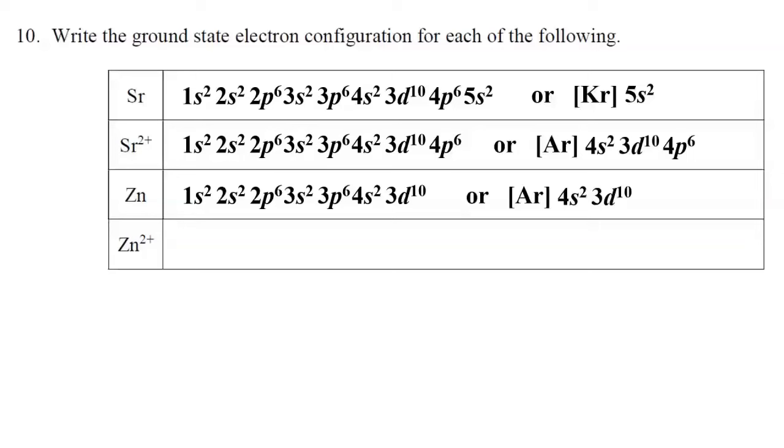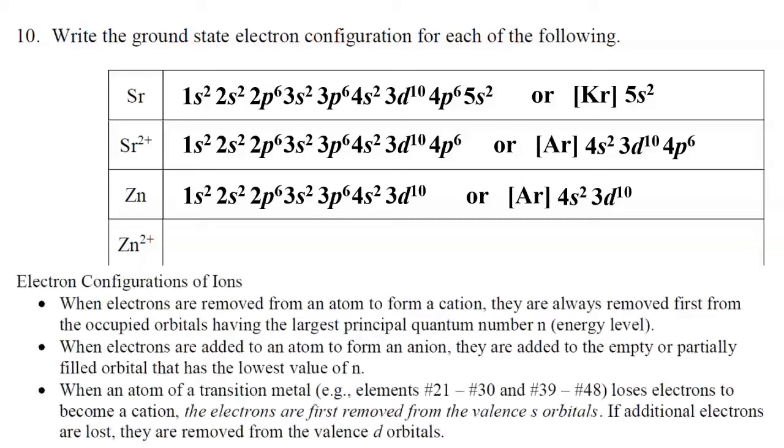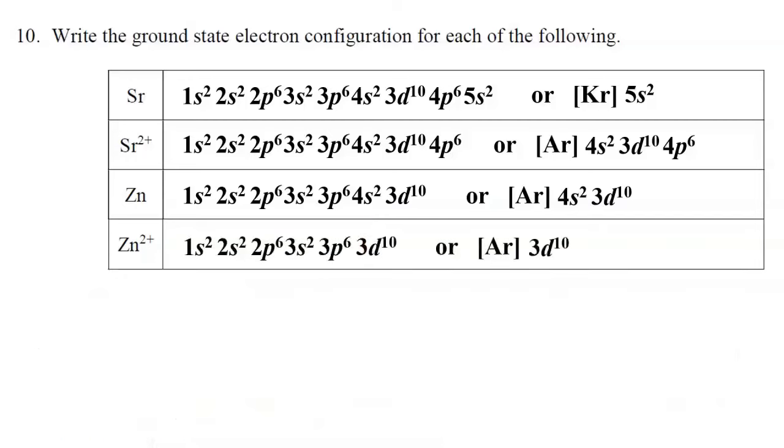We're going to lose 2 electrons from zinc to form a 2+ ion. Remember that for a transition metal, it loses electrons from the valence s orbitals, which means we're going to take it from 4s, not 3d. So when those 4s electrons go away, we're left with 1s2, 2s2, 2p6, 3s2, 3p6, and 3d10. If we abbreviate using argon as the noble gas, it would just be the 3d10 after that abbreviation.